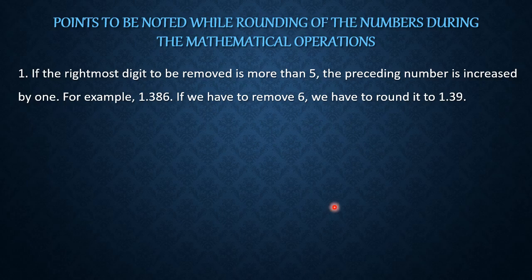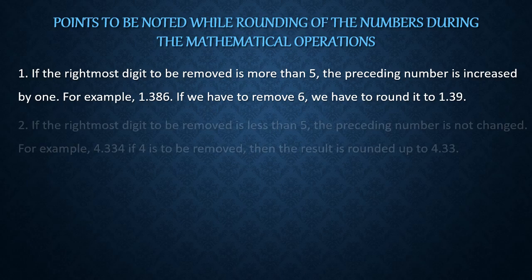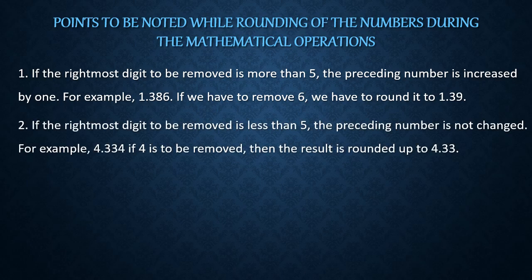Out of the three rules, this is rule number one. If the rightmost digit to be removed is more than 5, the preceding number is increased by 1. Same example I have taken in the morning class. Now rule number 2. If the rightmost digit to be removed is less than 5, the preceding number is not changed.